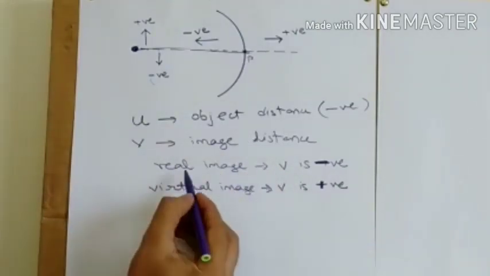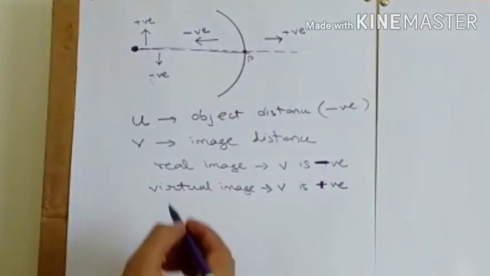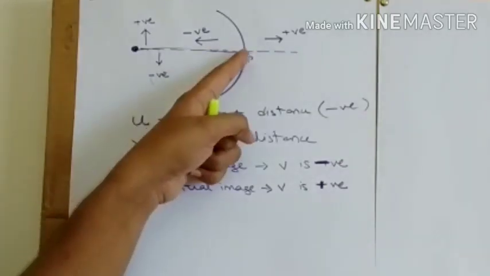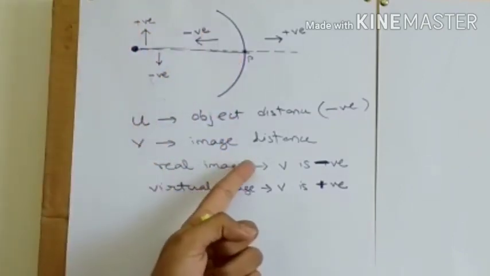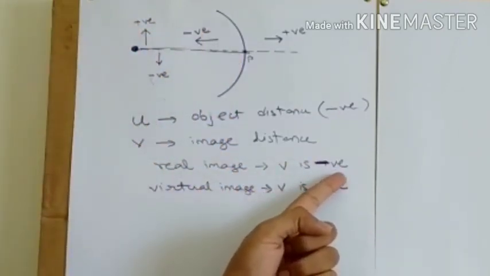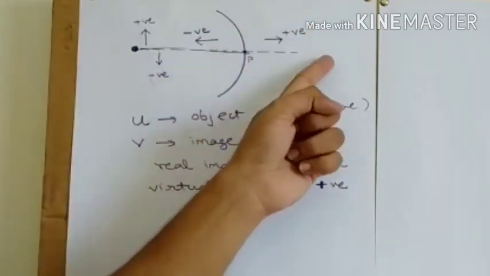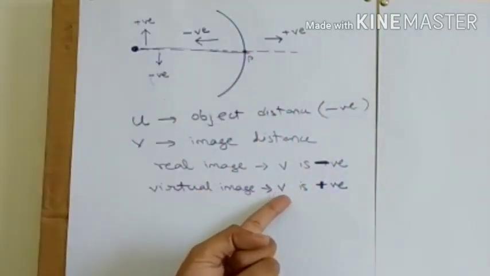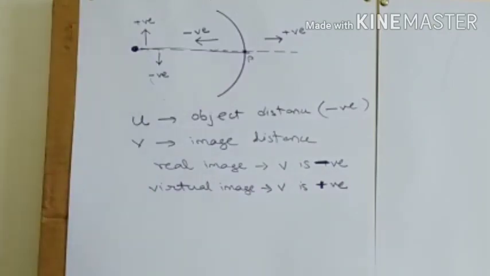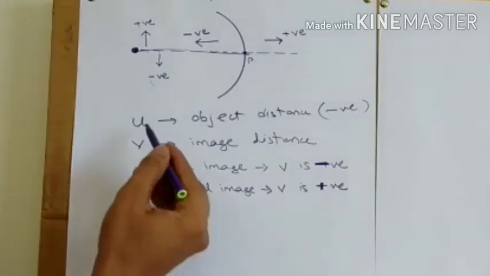How do we remember? If it is a real image, V will be negative. Okay. Why will it be negative? If you remember, real images are formed towards the left-hand side. As they are formed to the left, for a real image, V will be negative. But if the image is a virtual image, okay, virtual image means it has formed behind the mirror towards the right-hand side, thereby for a virtual image, the image distance will be positive. Fine. So this is about U and V.